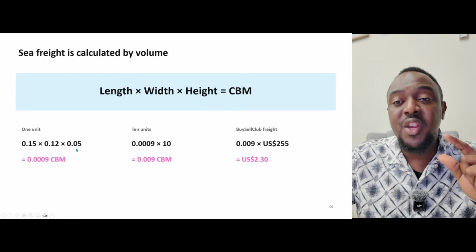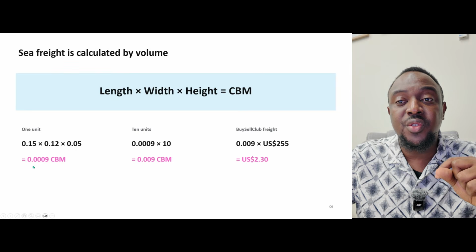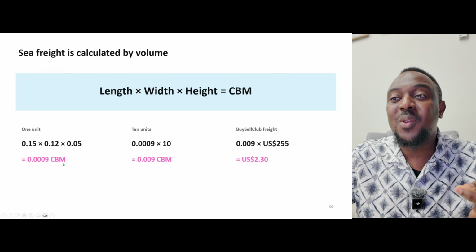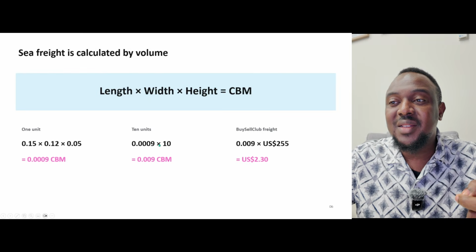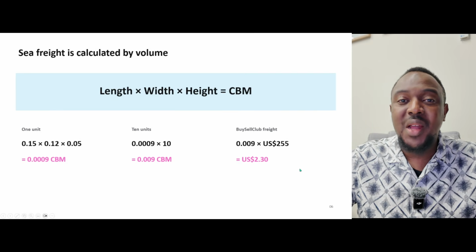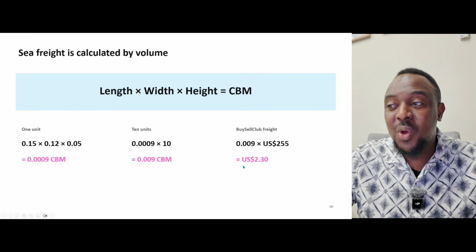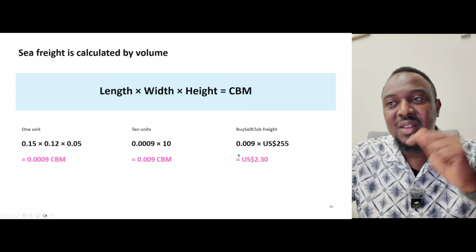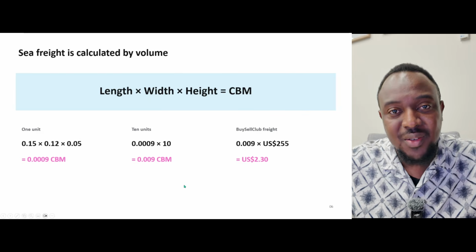That means for every unit, you'll be looking at 0.0009 CBM, which is very, very small. And to say a top 10, this times 10 will give us 0.009 CBM. And per every product, it is going to cost us $2.30 US to ship from China to Ghana. You need to calculate your CBM.